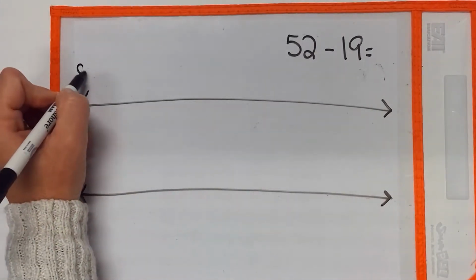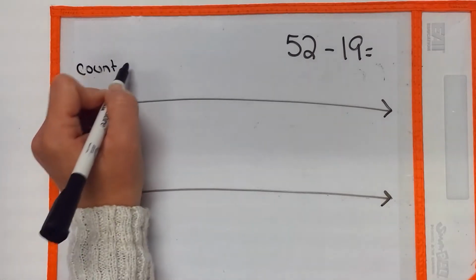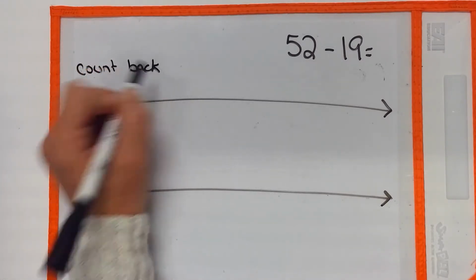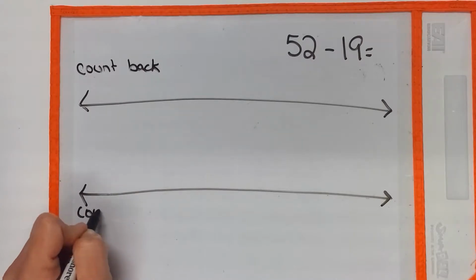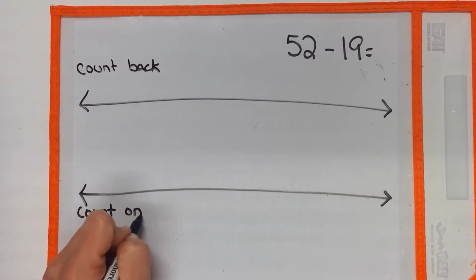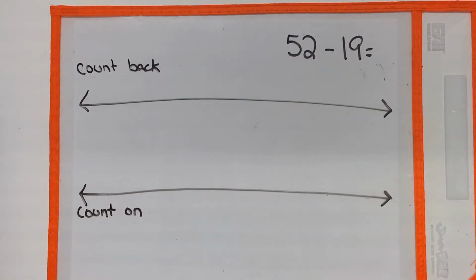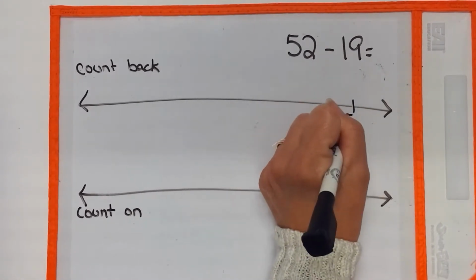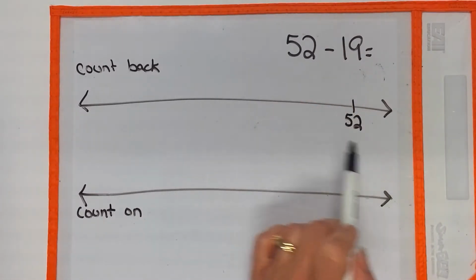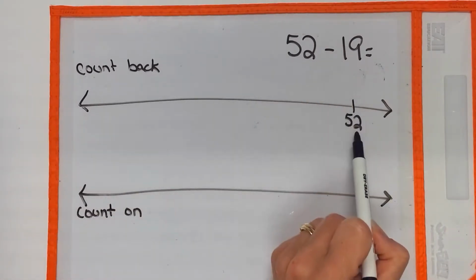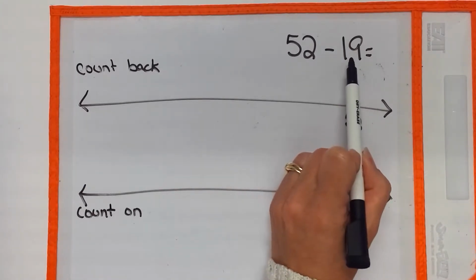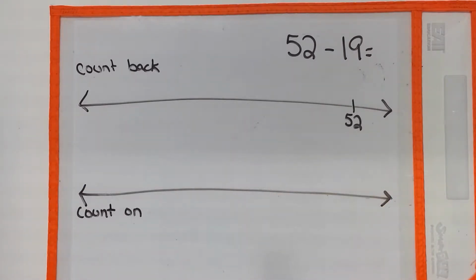We can count back, or we can count on. When we start with the count back method, we're going to start with the larger number, and we're going backwards on our number line. So we want to start at our larger number, and we want to take away 19. Again, with number lines, we want to make sure that we're allowing the students to be flexible in the choices that they make in doing their jumping backwards.